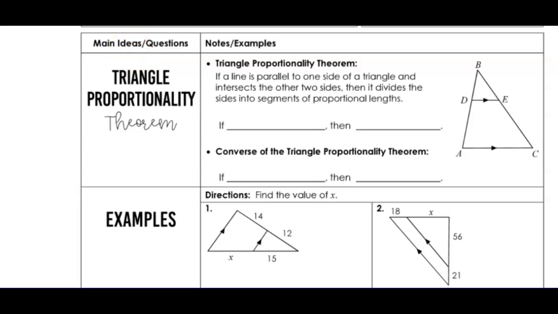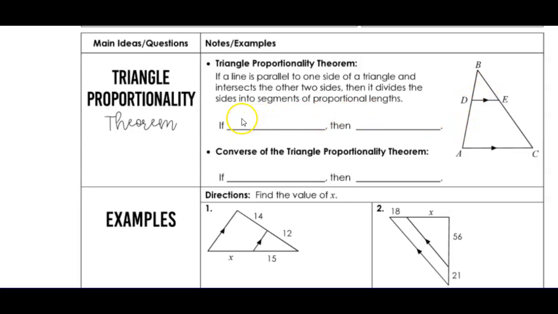Okay, so this part of Unit 6 is based on proportionality. So let's just go through the notes. This is at the top of page 21. The triangle proportionality theorem basically says that if we have a line parallel to one of the sides of the triangle and it intersects the two sides, which any parallel line would, it's going to divide those into proportional segments.